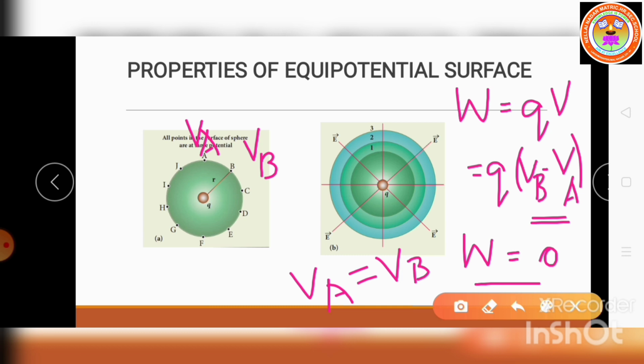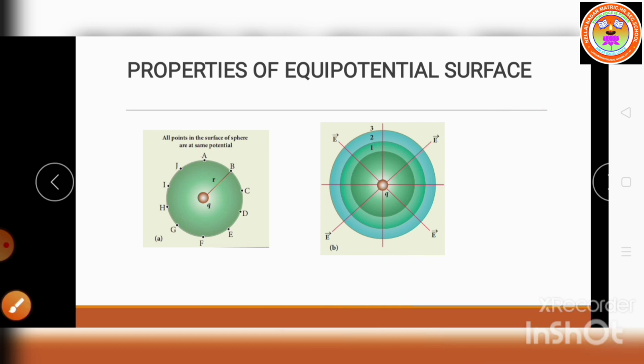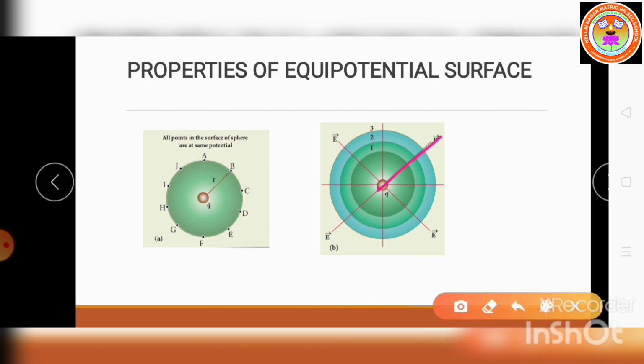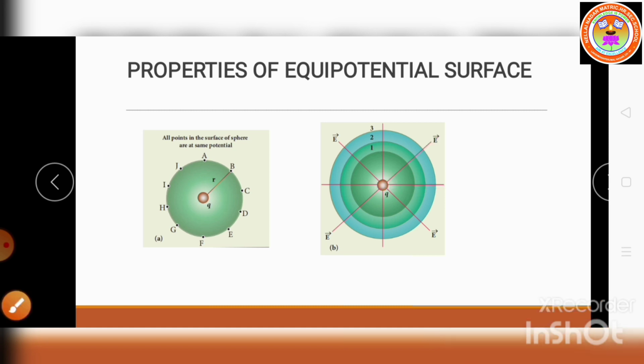Understand? Also, children, if you see this diagram, here the electric field lines are normal to an equipotential surface. Suppose it is not normal. Then we would resolve the electric field into two components, one of which is parallel to the surface. If it is parallel to the surface, work will be done on the surface.